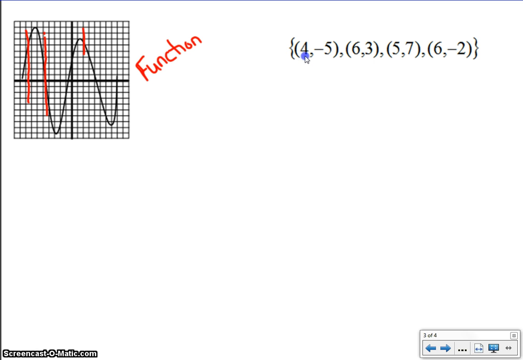Let's look again here. I've got some ordered pairs. I've got a 4 as an input, a 6 as an input, a 5 as an input, and a 6 as an input. So here I notice that I've got repeating inputs. They each have a different output, so this would not be a function. That means we cannot have a good rule where you input a 6 and you get out only one output. When you input a 6 you could get out a 3 or you could get out a -2, so that does not demonstrate a function.